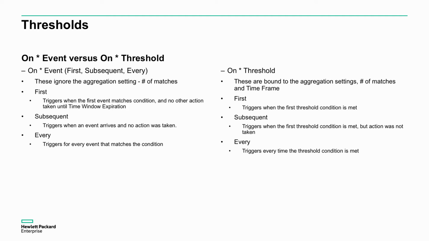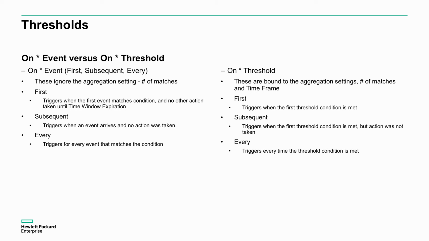Here we can see that in the case of first, it'll trigger on the first match. Subsequent will trigger when an event arrives and no action was taken, so the subsequent time of that, and every will trigger every time there is a match. On a threshold one, on first threshold, it'll trigger when the first threshold is met. Subsequent will trigger when the threshold is met but no action was taken. So one has occurred, then the second time it's occurred, it'll trigger, and on every threshold, it'll trigger every time the threshold has been met.